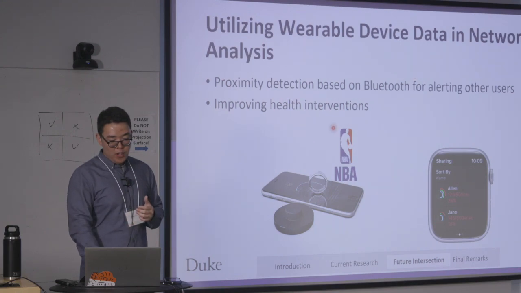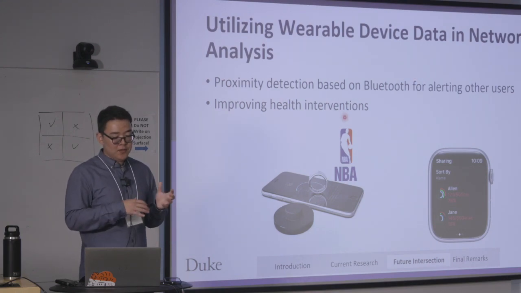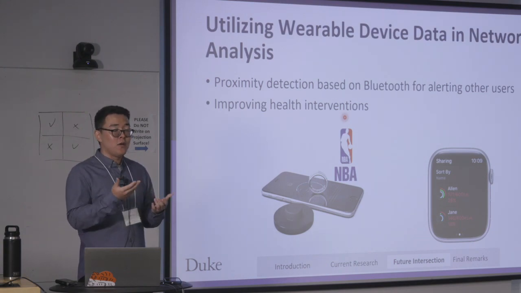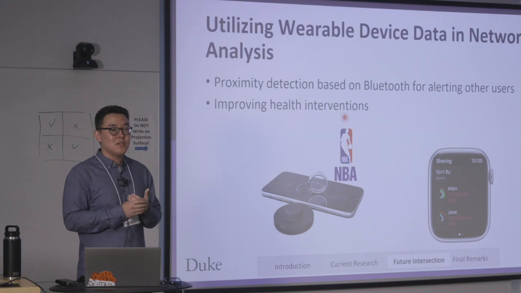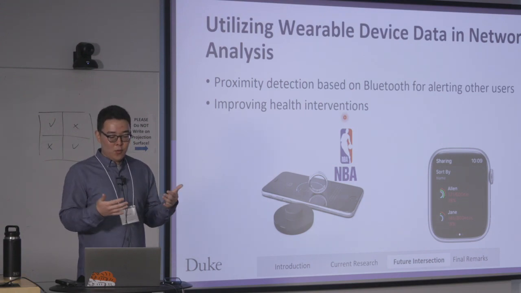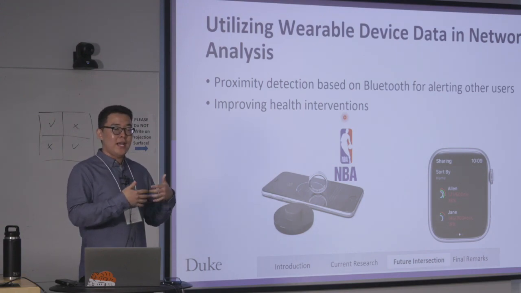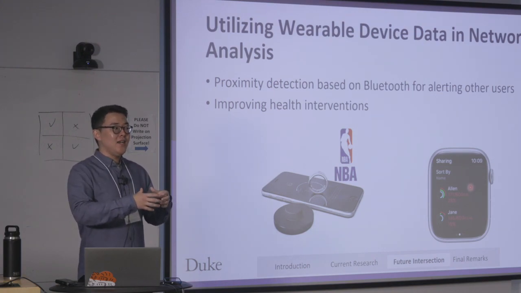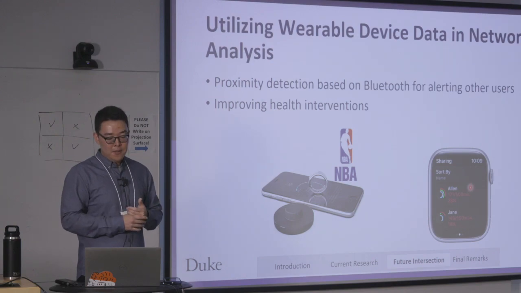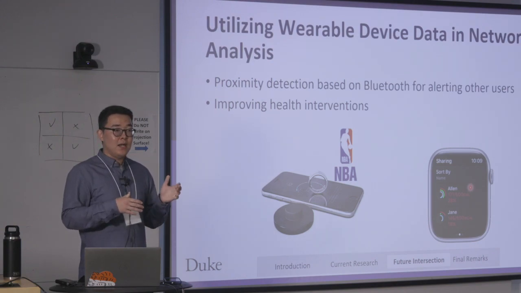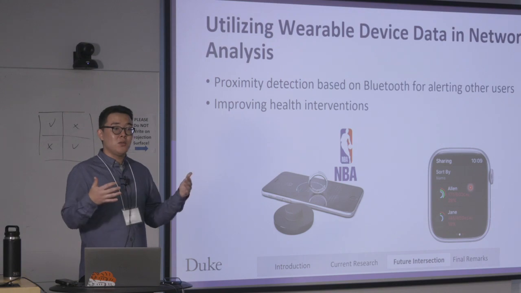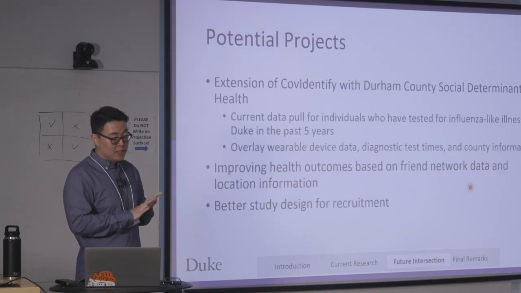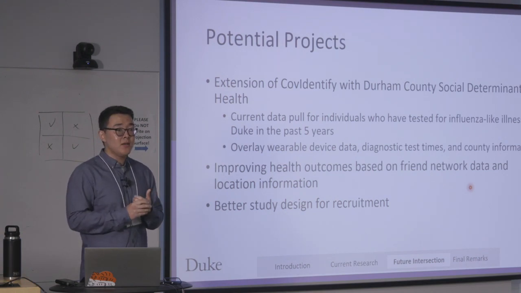One other way that wearable device data is used in network analysis is improving health interventions. For folks who own Fitbit, Garmin, and Apple Watches, there are a lot of friend network features in order to track how you're moving. And Apple has their close the rings, and so you can compete against one another. And there are different ways that you can see health interventions be incorporated, especially within these networks of friends. And so in terms of potential projects, we'll be extending our combined device study.